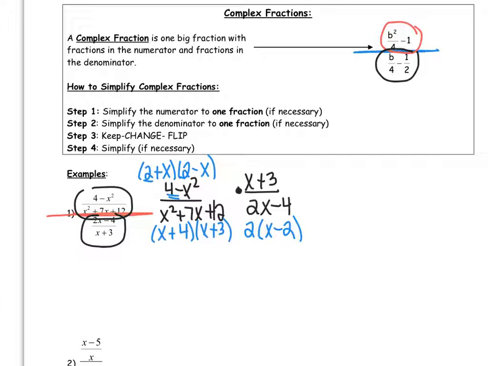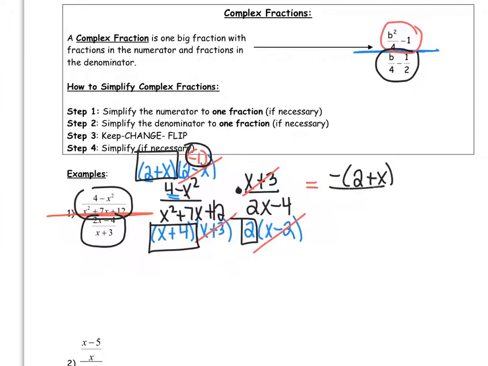So now we get to cross things off. X plus 3, x plus 3. 2 minus x with x minus 2 crosses off to a negative 1. And that looks like about it. So what's left on top is the negative 1 and this, and on bottom, this. So negative 2 plus x all over 2 times x plus 4. That is your final answer.